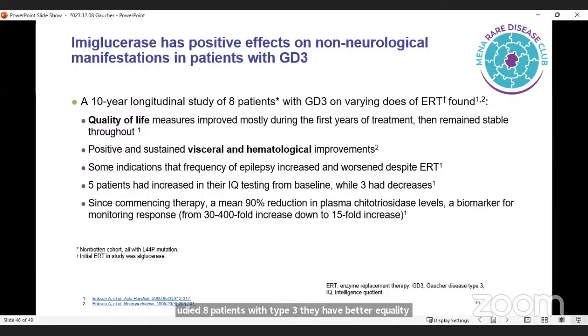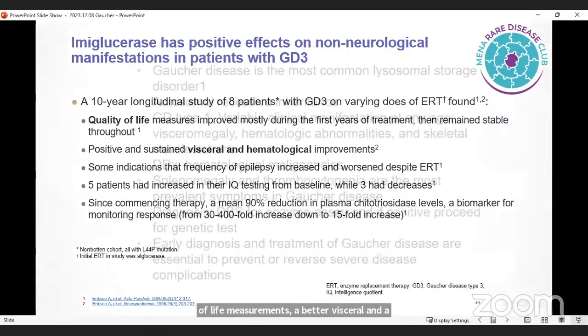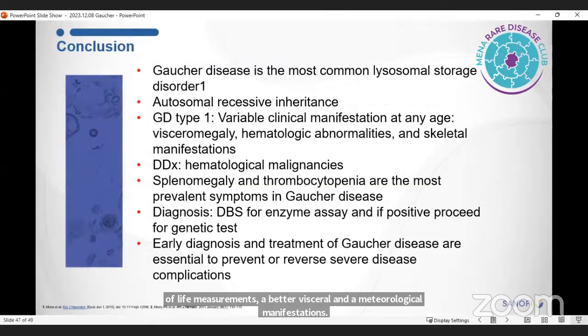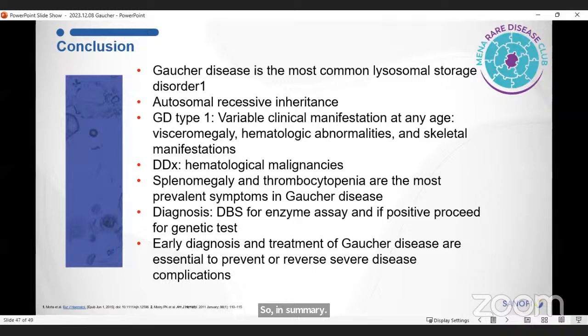better visceral and hematological manifestations. So in summary, Gaucher disease is the most common lysosomal storage disorder, and we know it's an autosomal recessive disease, so we expect it to be higher in a population with high consanguinity. For type 1, the common type, we have really variable manifestations, variable age of onset, with main manifestations of hepatosplenomegaly, blood manifestations, anemia, thrombocytopenia, and bone problems. Differential diagnosis includes hematological malignancies.